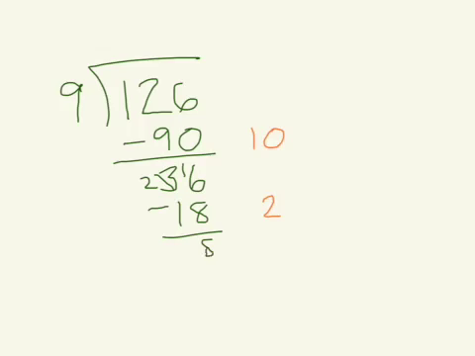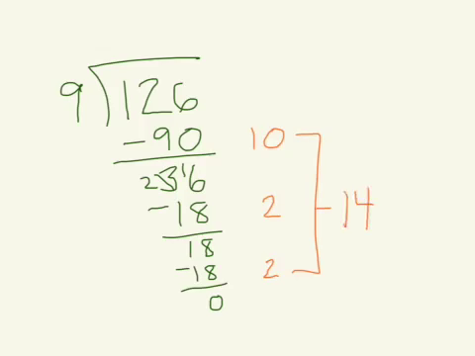16 minus 18 is 8, 2 minus 1 is 1. Hey, there's that 18 again. I'll just subtract 18 again. And the 18 came from 9 times 2. So now when I add these up, I get 14.